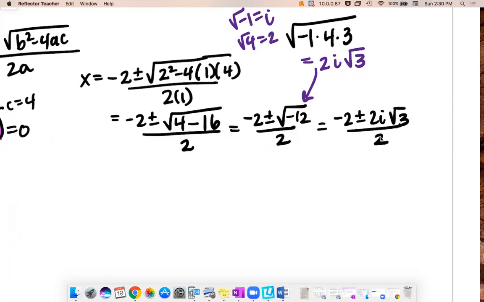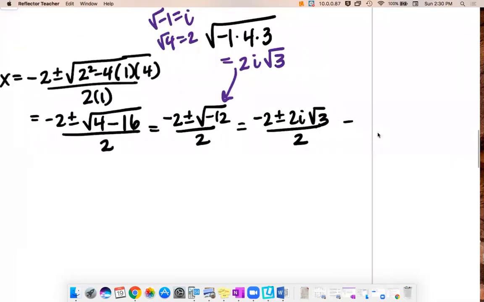Now I can take this 2 in the denominator and divide it into each of the pieces that are broken up by the plus or minus. So if I do negative 2 divided by 2, this becomes negative 1 plus or minus. And then if I do 2i divided by 2, that becomes i. And then you still have the square root of 3. So then my other two answers are going to be that x equals these two things.